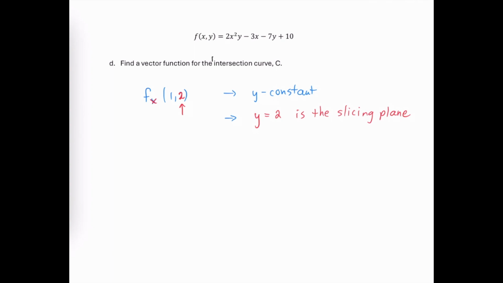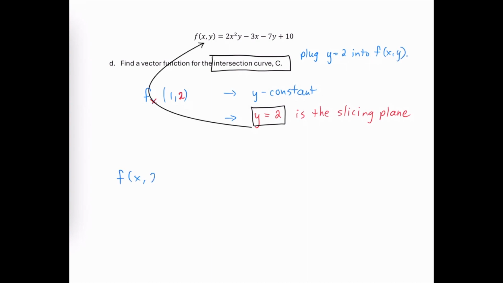And the curve of intersection that we're looking for is the intersection between the surface and the y is equal to 2 slicing plane. So anytime I want to find where two surfaces intersect, we basically need to plug one of them into the other. We need to merge these two surface equations to get a single equation. In other words, we're going to plug y is equal to 2 into our surface function f of x, y. So x is going to continue to be a varying quantity, and of course the z-value output is also going to be a changing quantity.